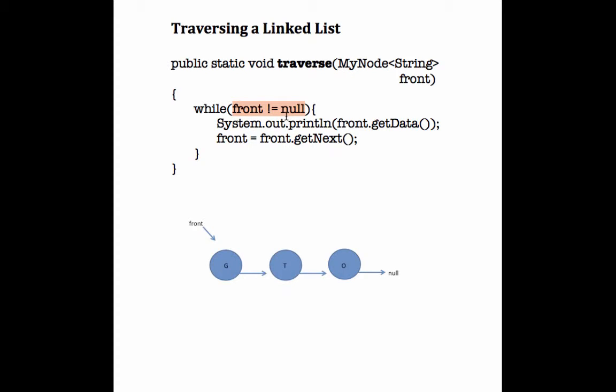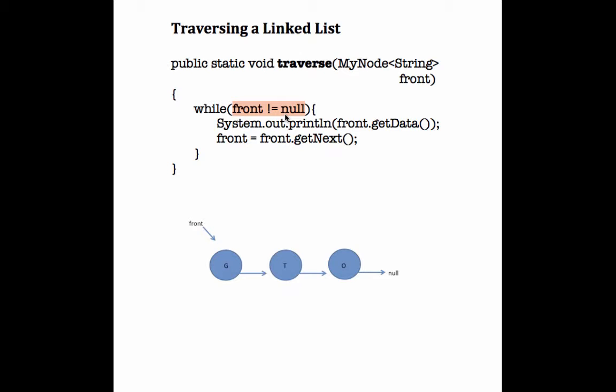Because if it does, what does it mean? Well, it means that my list is empty. I don't have any nodes. If front is null, that means that I have a list that is empty, and therefore I shouldn't print anything. Okay? But if front is not null, then I know that at least I have one node.